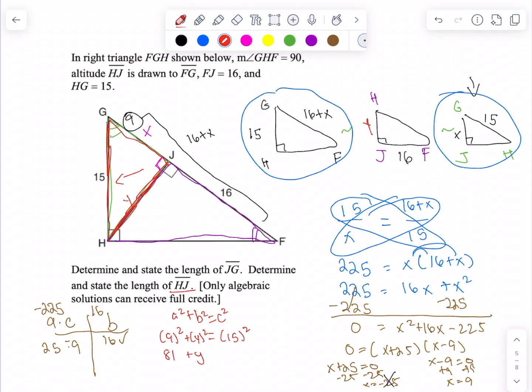We have 81 plus y squared equals to 225. Let me subtract 81. And we have 144. And then we could take the square root of both sides. And we have y is equal to 12. And y represents the length of HJ, so the length of HJ is 12. And there we have it.